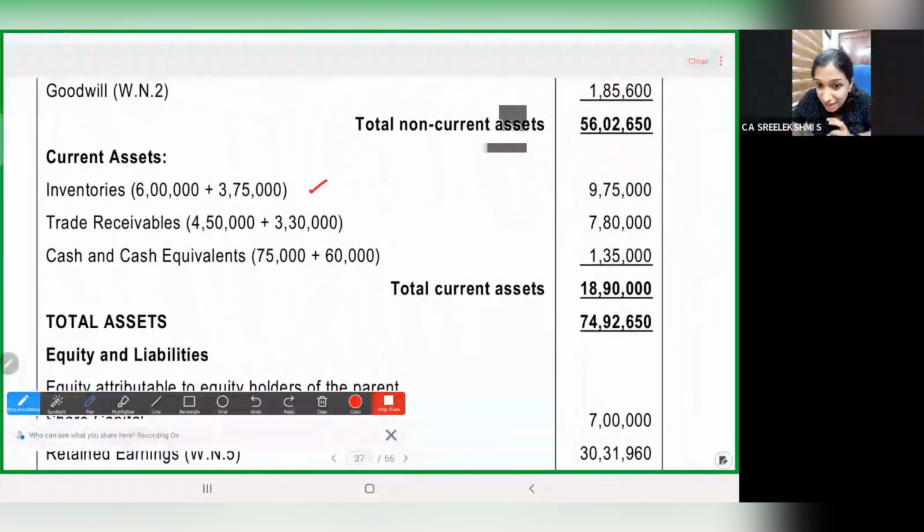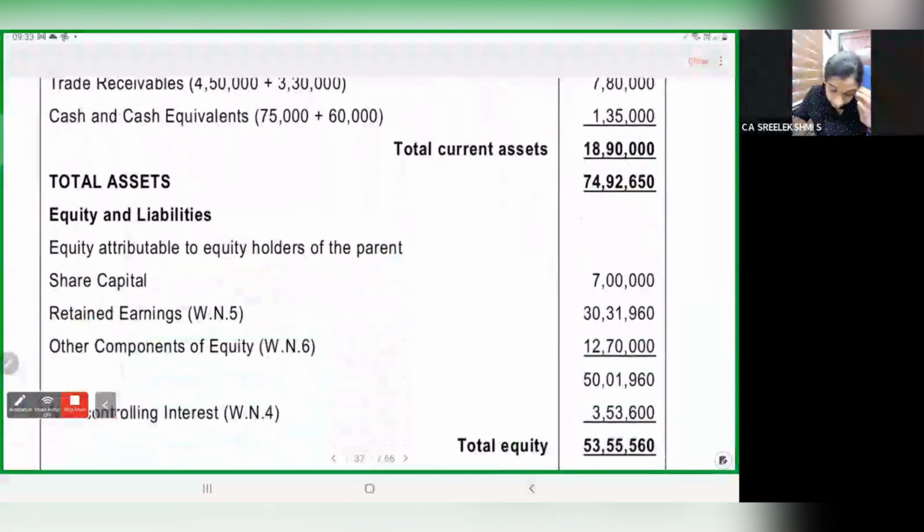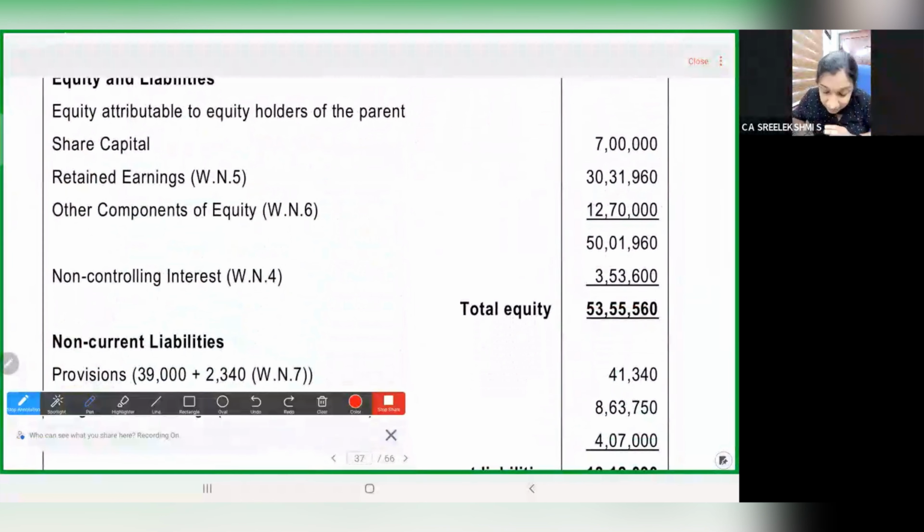Inventories, no adjustment, just add together. There is no URP. Trade receivables, there is no mutual owing. Cash and cash equivalents, just add together. Then equity and liabilities. Share capital is always the share capital of the holding company. Retained earnings and other equity, this total we have already calculated. Verify with your step number 8. These figures are from step number 8.